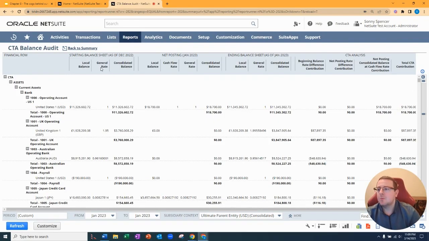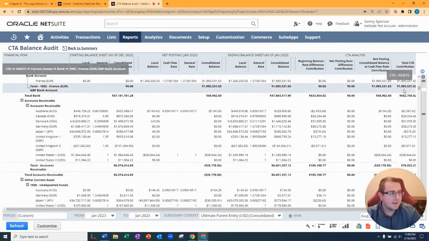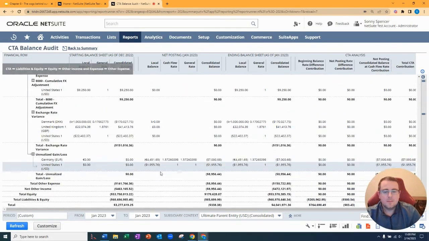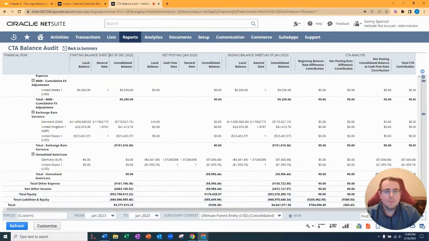The general rate, as you would expect, is the consolidated exchange rate that applies to that particular GL account for the prior period. And then the consolidated balance is what you get by multiplying the two, taking the local balance multiplied by the general rate or the consolidated exchange rate for the prior period. Notice that if we scroll down to the bottom here, the total for December 2022 consolidated balance is $3.277 million.